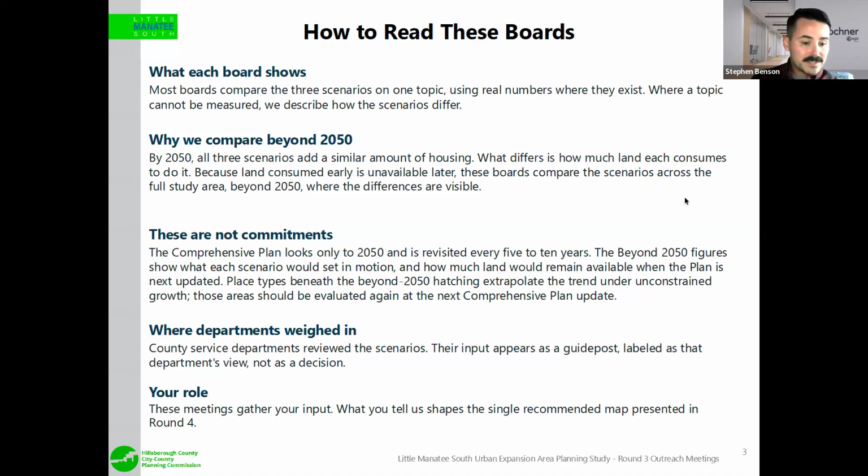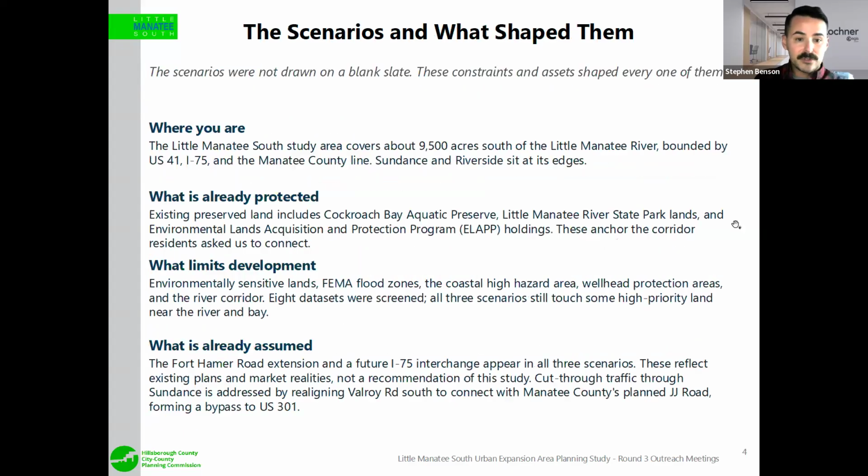Each of the county departments that are affected by these scenarios were asked to weigh in, and their input is going to appear throughout these boards as a guidepost. And so what we want to convey is that these are simply the department's view, not a final decision. Your role at this meeting is really to provide us with your input and help us shape that future round four preferred alternative.